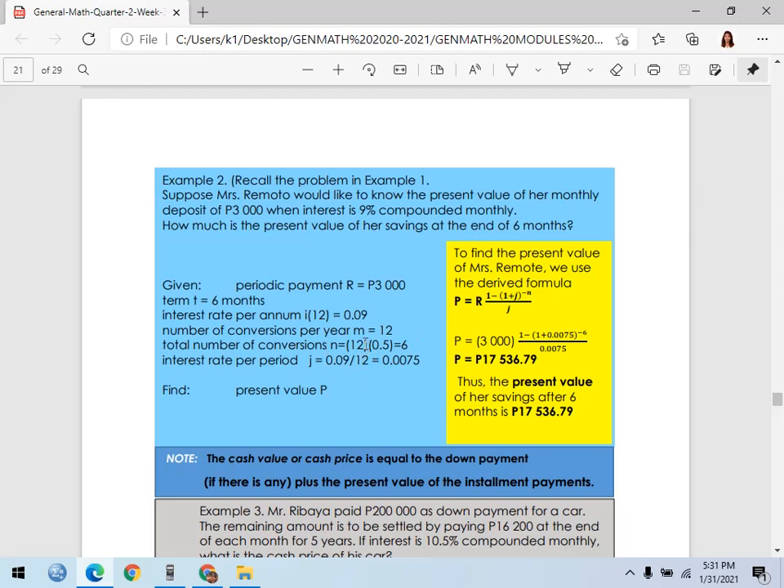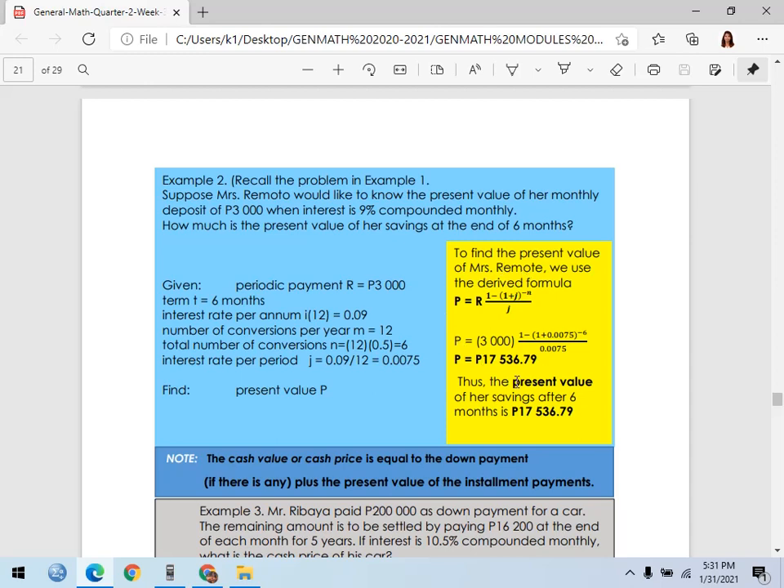And total number of conversions is 6 kasi 6 months lang siya magbabayad and monthly siya nagbabayad. Or to multiply 12 months in a year times 0.5 kasi half a year lang yung term, no? So 12 times 0.5 is also 6. Interest rate per period, again, hindi given to, pero pwede siyang isolve by dividing I divided by M. So, I is 0.09 divided by 12, and that is 0.0075. So, halos same lang yung process ng pagkuha ng mga given, pero yung process and formula ay magkaiba.